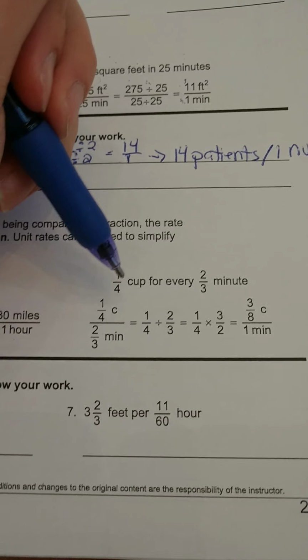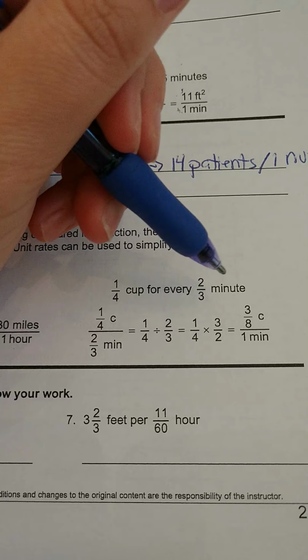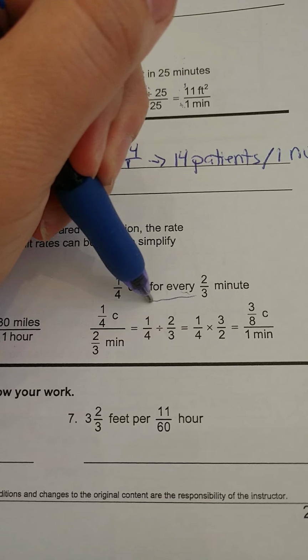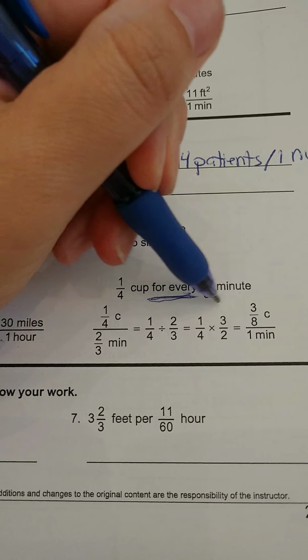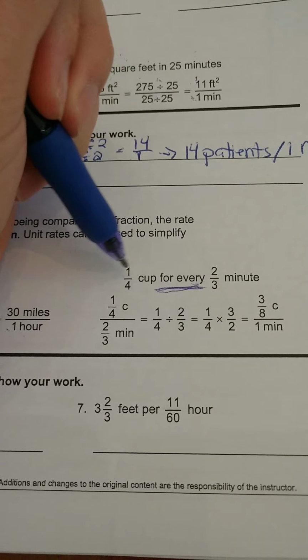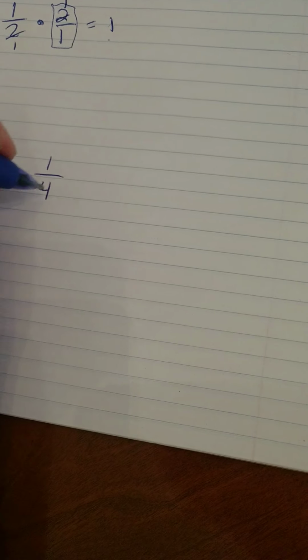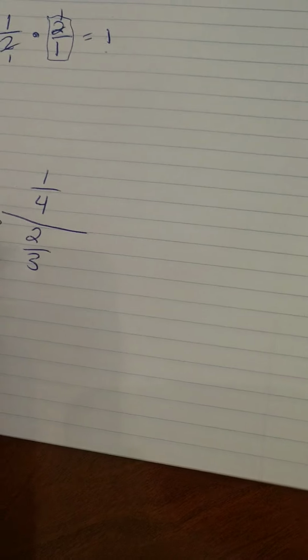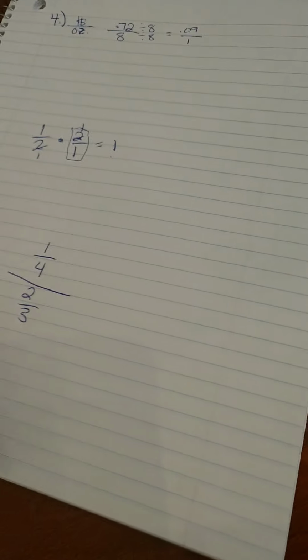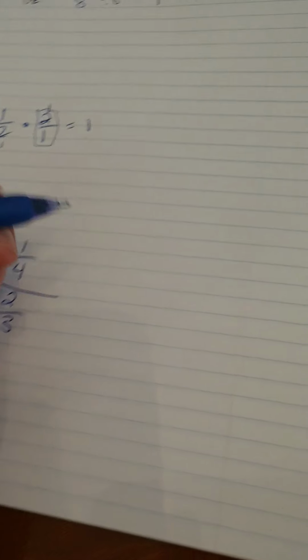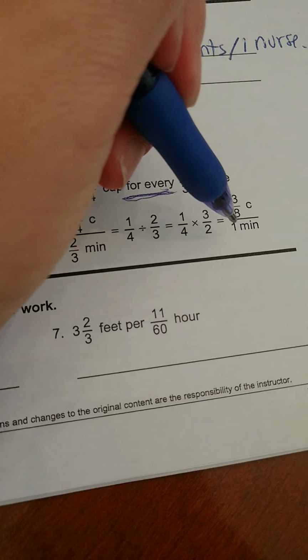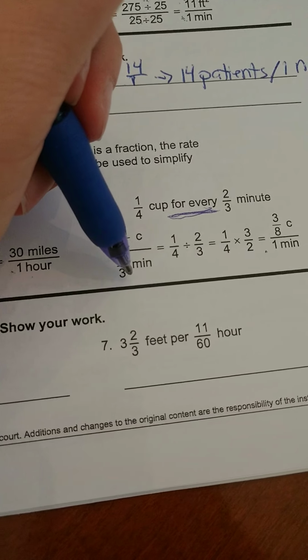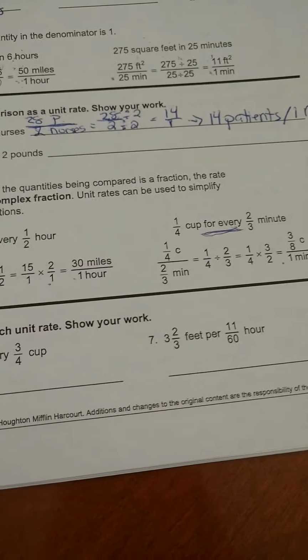Here we have 1/4 cup for every 2/3 minute. So again, for every 2/3 minute, we know this is going to be our denominator, and this is going to be our numerator. So we have 1/4 divided by 2/3. Again, we want to get to just 1 minute. Right now we have 2/3 minutes, but we want to get to 1.